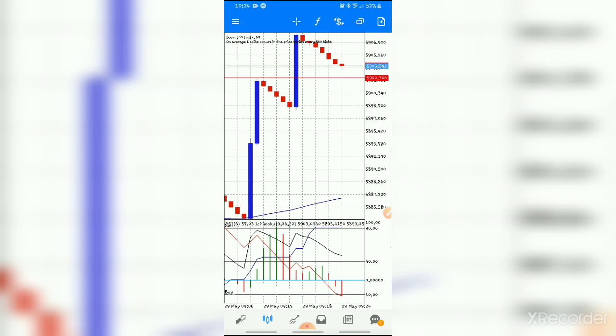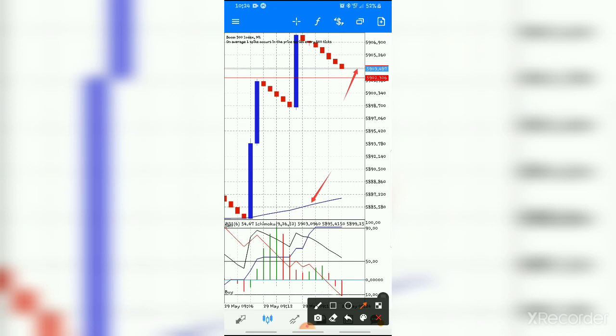But not that you just place it like that. You still need some confirmations. This is the work of the blue moving average. This is what we call the price line. The price line is the one forming the candles. Once the price line is above this blue moving average here, then you know that Boom is on uptrend.